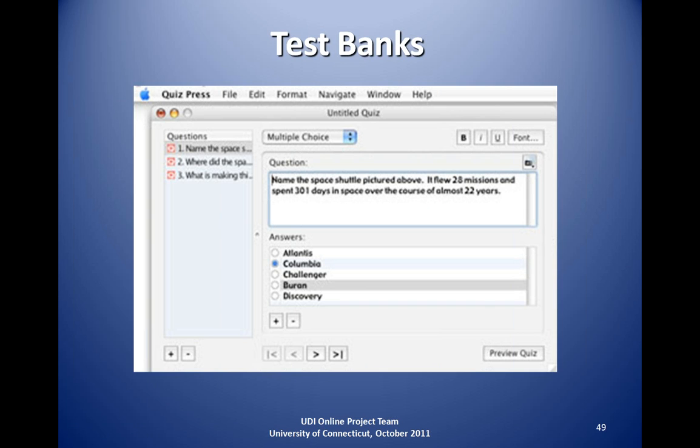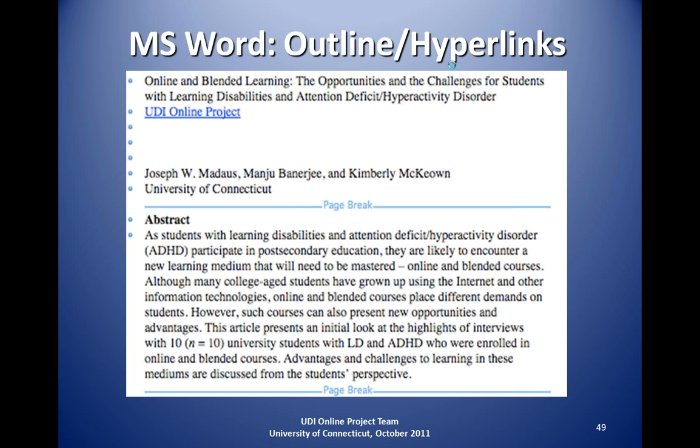Test banks, we have within the e-toolbox test banks, and it again is a sample of different tools that faculty can use and adapt for particular courses. Just being aware that there might be a test bank on a particular section in an anthropology course is another additional resource that faculty can use with their students in these online and blended courses.